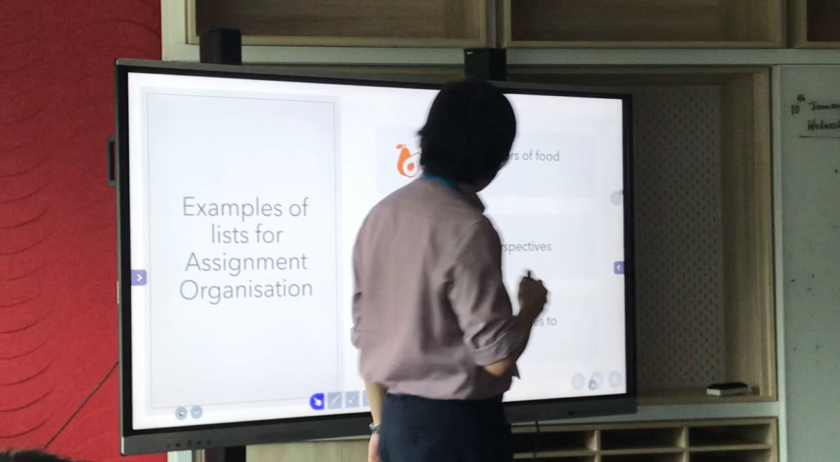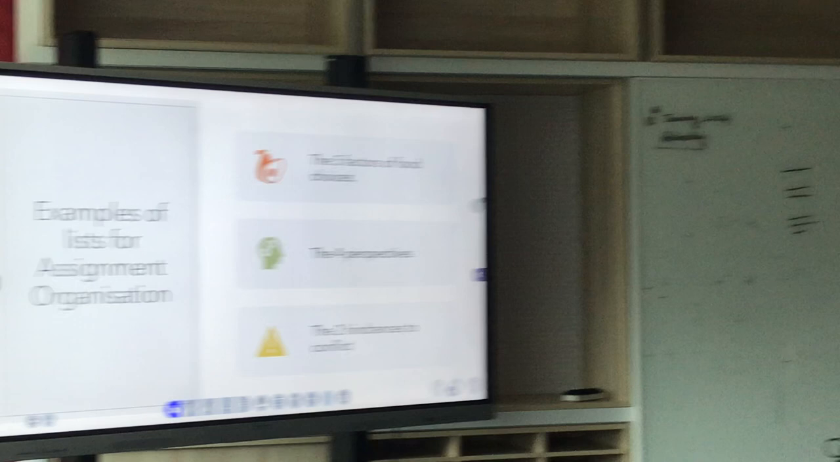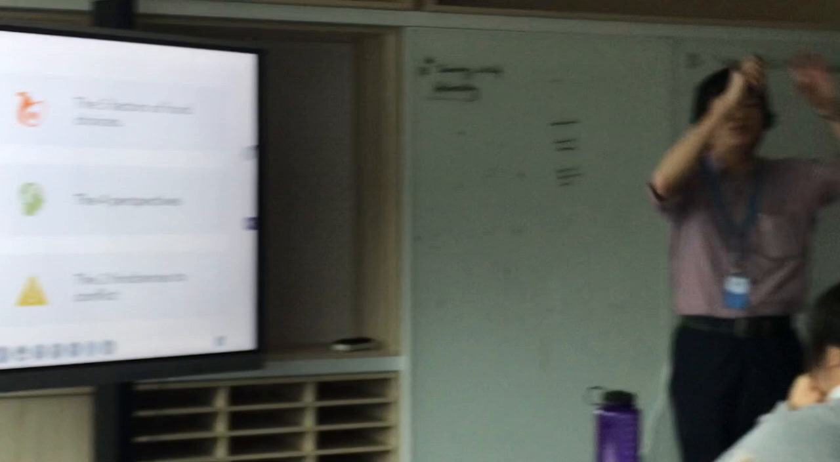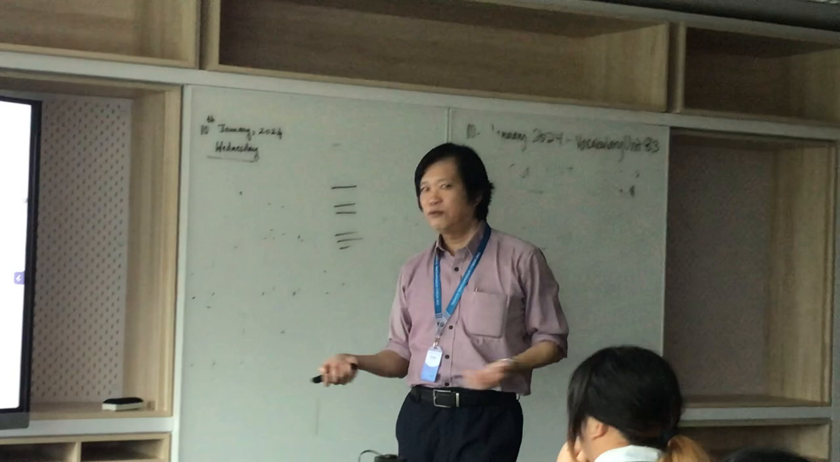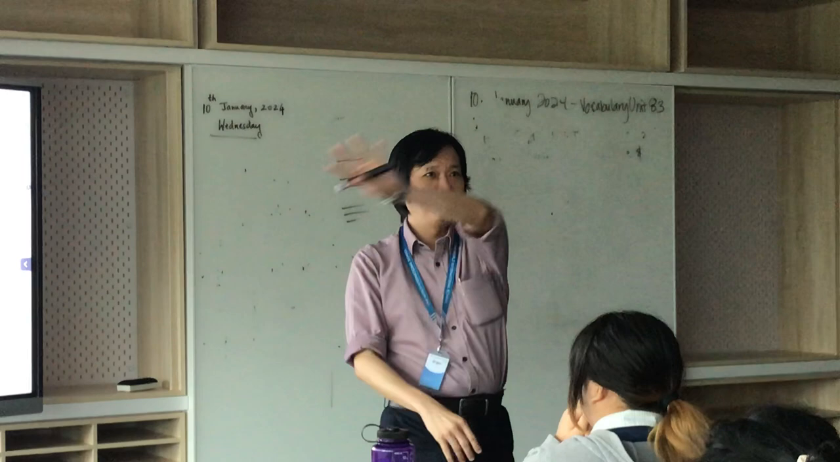So examples of lists for assignment organization: the five factors of food choices I mentioned, four perspectives, two hindrances to conflicts. All these are easy lists that you can have headers and subheaders for. Four perspectives, everyone should know by now: global, national, local, personal. Well done.